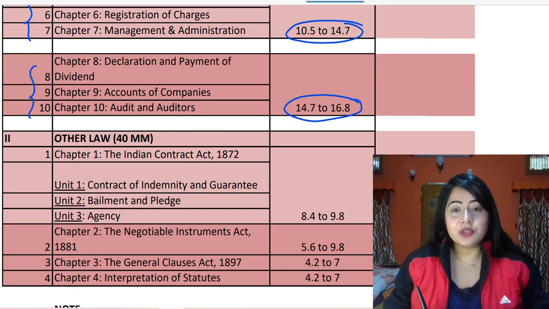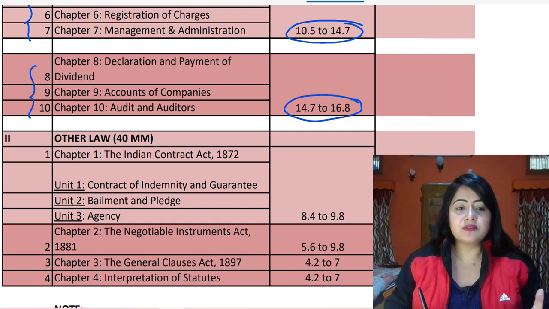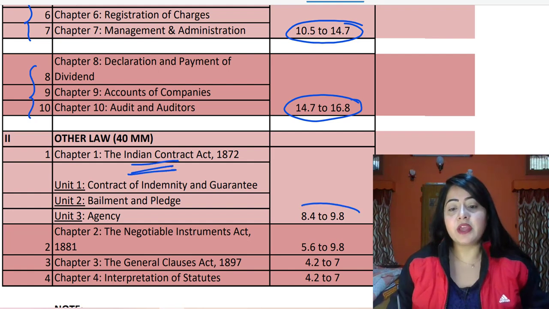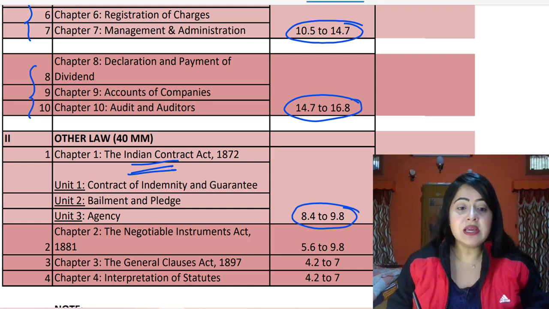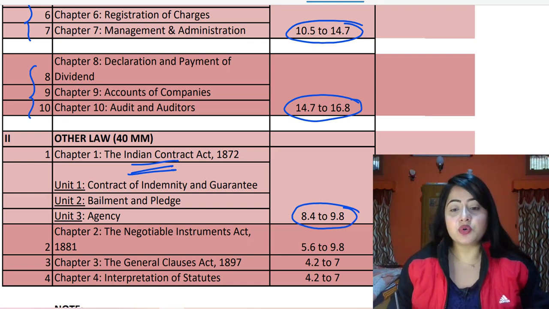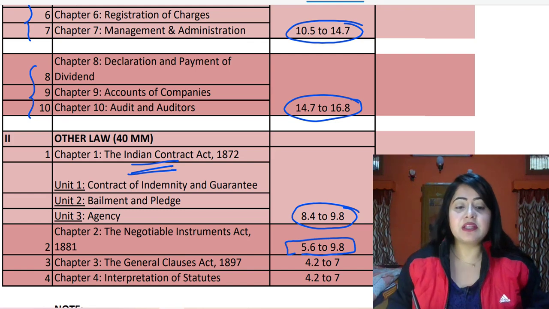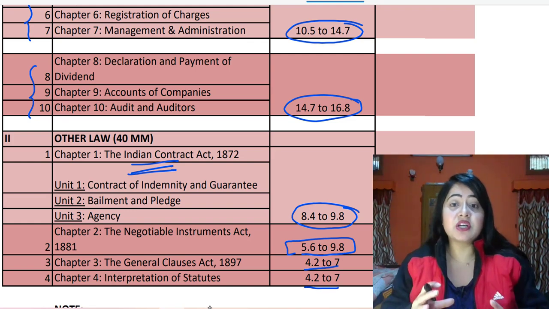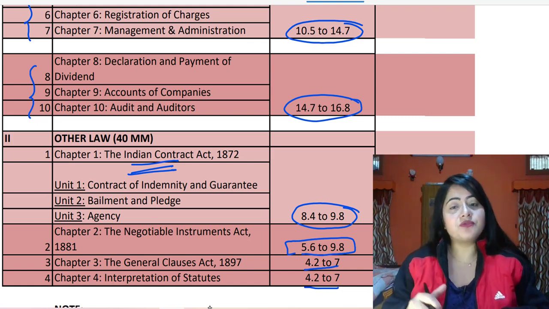Now let's talk about other laws. In other laws, the total weightage is 40 marks. In that, the Indian Contract Act in total has a weightage of 8 to 10 marks. The Negotiable Instrument Act has a weightage of 5 to 10 marks. Then the General Clause Act has a weightage of 4 to 7 marks. And Interpretation of Statutes has a rough weightage of 4 to 7 marks. So this is the broad weightage given by ICAI to different chapters.